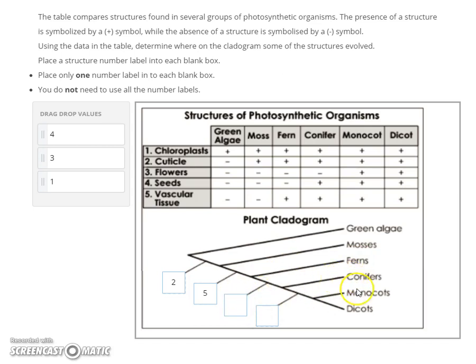So the next trait is only for conifers, monocots, dicots. Seeds would be that one. That's number 4. And then the last one, only what monocots and dicots have, and that would be right here. That would be flowers, number 3. So 2, 5, 4, 3 are the right numbers for that one.